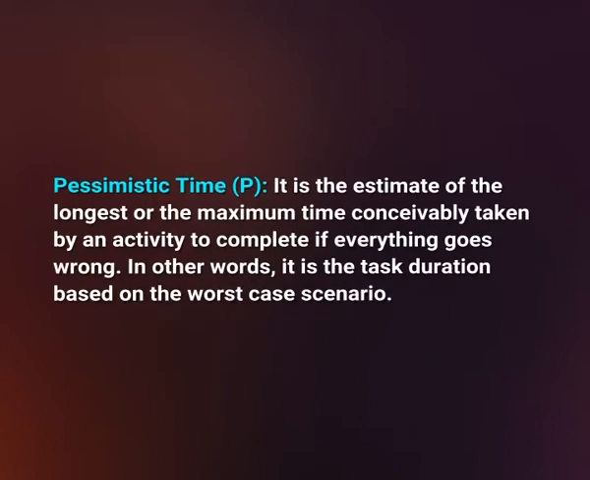Pessimistic time. It is the estimate of the longest or the maximum time conceivably taken by an activity to complete if everything goes wrong. In other words, it is the task duration based on the worst case scenario.